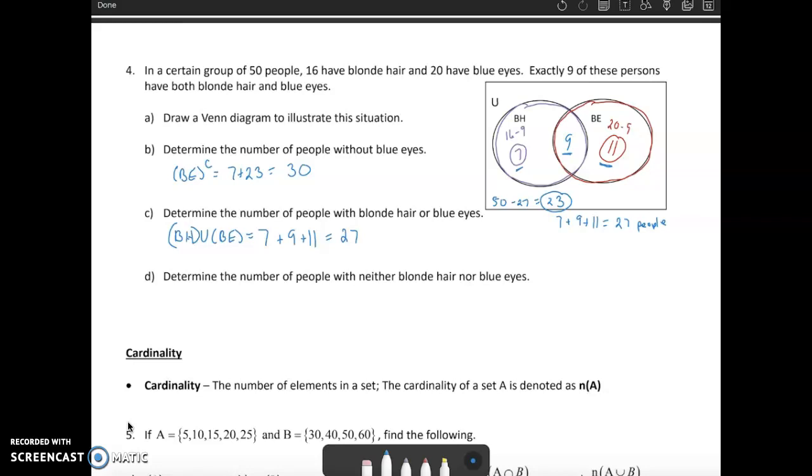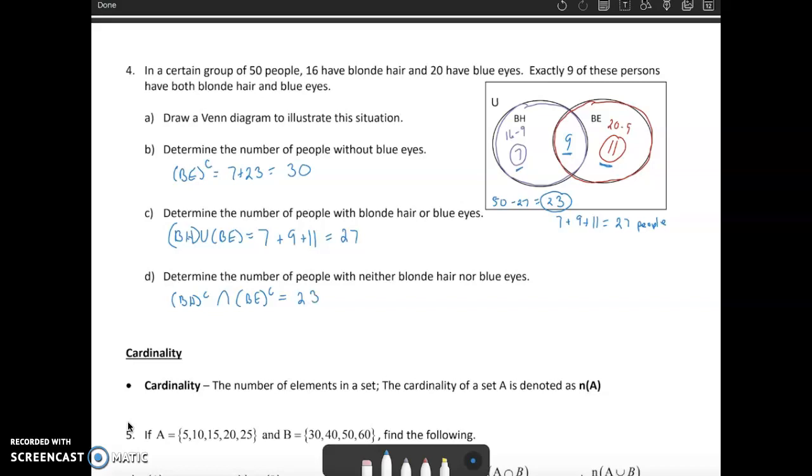And determine the number of people with neither blonde hair nor blue eyes. So nowhere inside these circles; you don't have either of these qualities. We already know what that is. We calculated it, but not formally. That would be those 23 people totally on the outside. So this would be BH complement, because they don't have blonde hair, intersect BE complement, because they don't have blue eyes. You do not have blonde hair and you do not have blue eyes. So that is 23 people.